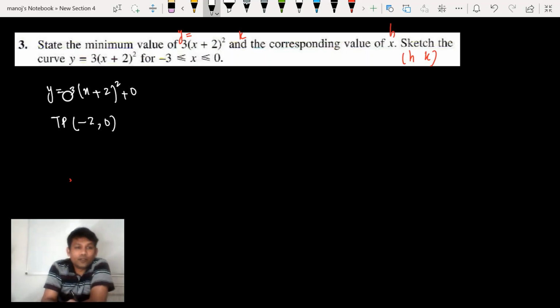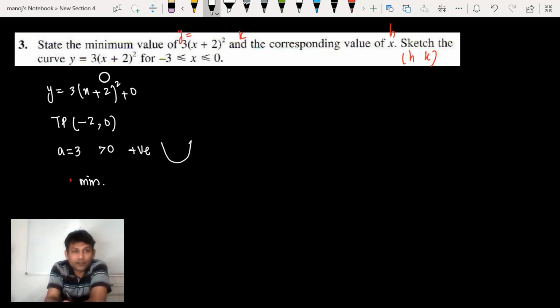So when this a is 3, which is more than 0, that means positive. When you are positive, you will be happy. Happy means this shape, and you have the minimum value. So the minimum value of y is 0, and the corresponding value of x is minus 2. So that is minus 2 and 0, and we have done it. Okay, first part we have done.